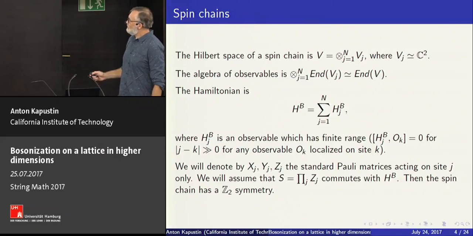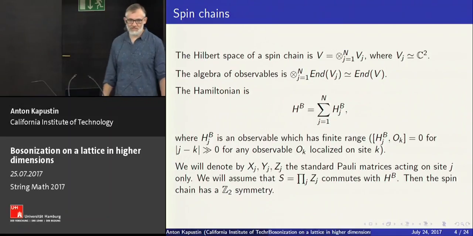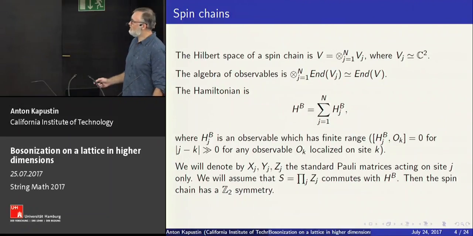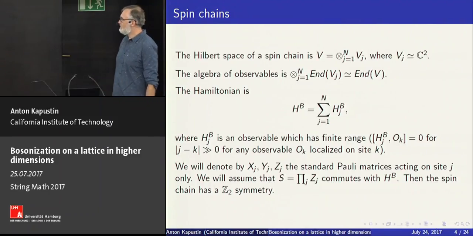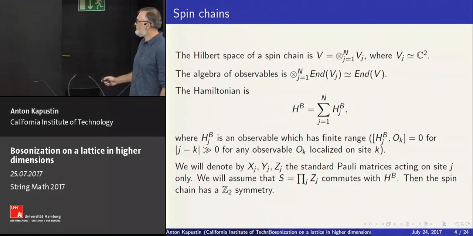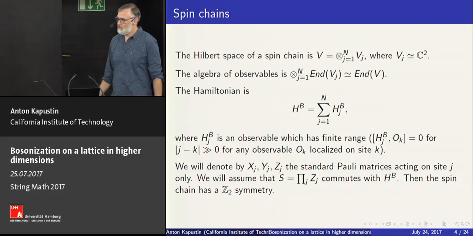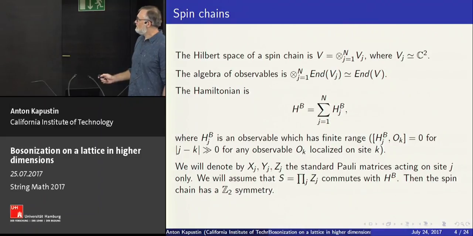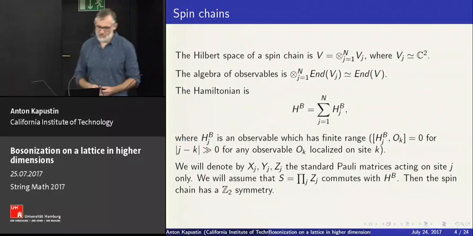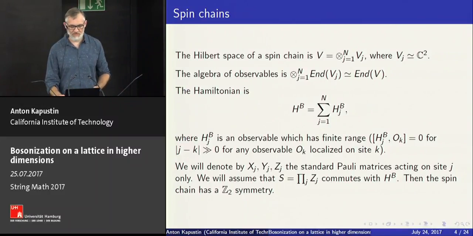And for future use, let me denote the standard Pauli matrices acting on site j simply by X, Y, and Z, instead of sigma x, sigma y, sigma z, because there are already too many indices. So it's just Pauli matrices. Now, the important operator called spin is a projection of spin on the z-axis, just a product of the Z_j's. And I will assume that it commutes with this whole Hamiltonian. So then my spin system has a Z2 symmetry, the projection of the spin on the z-axis.